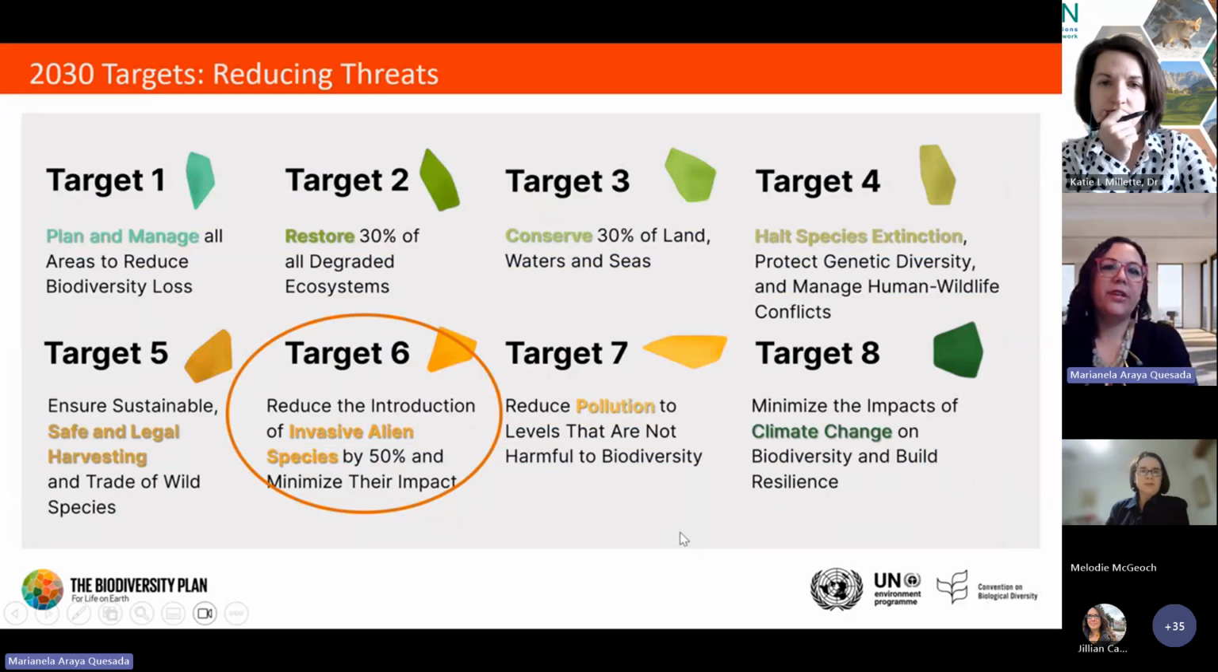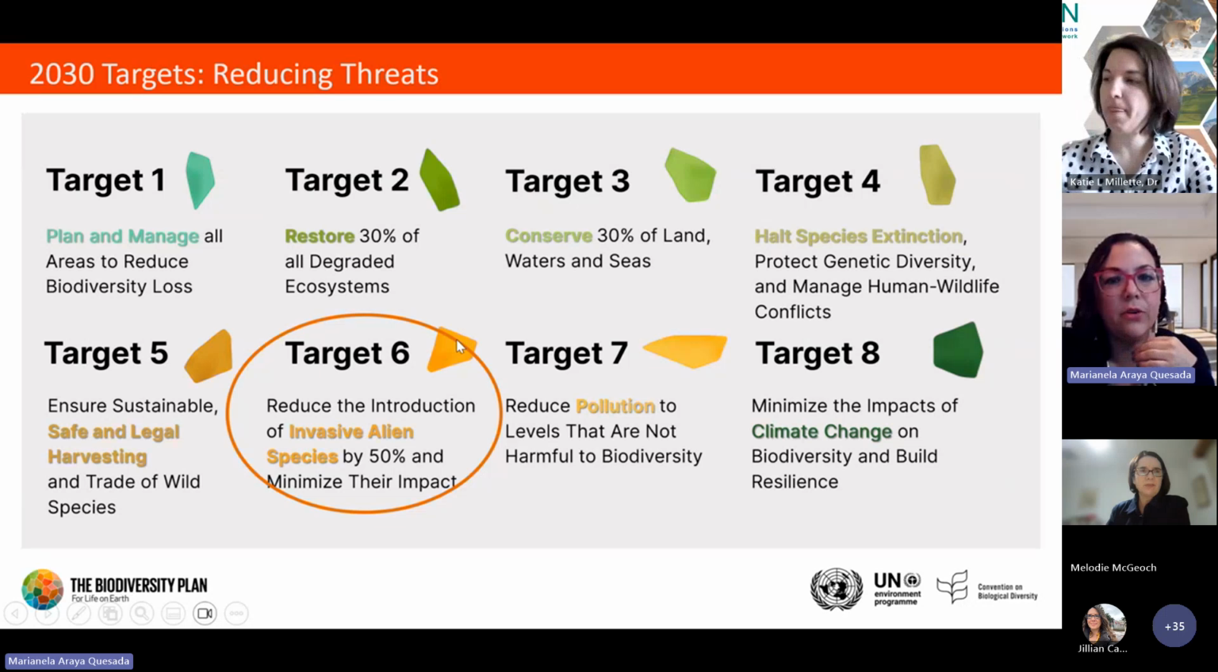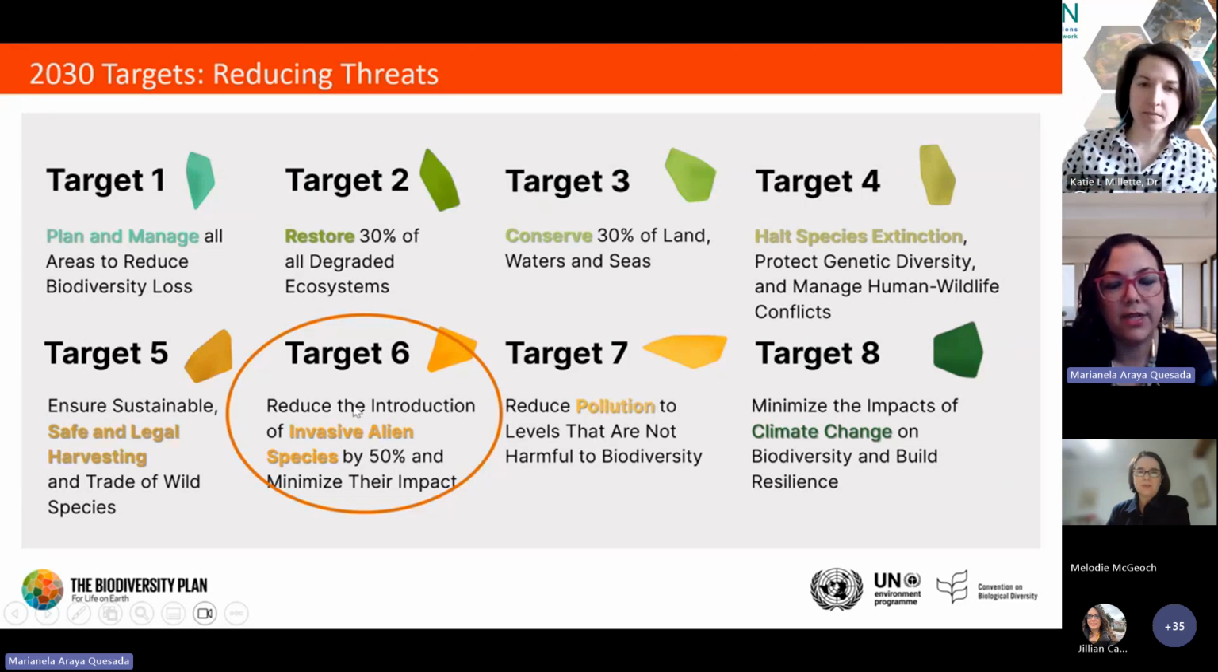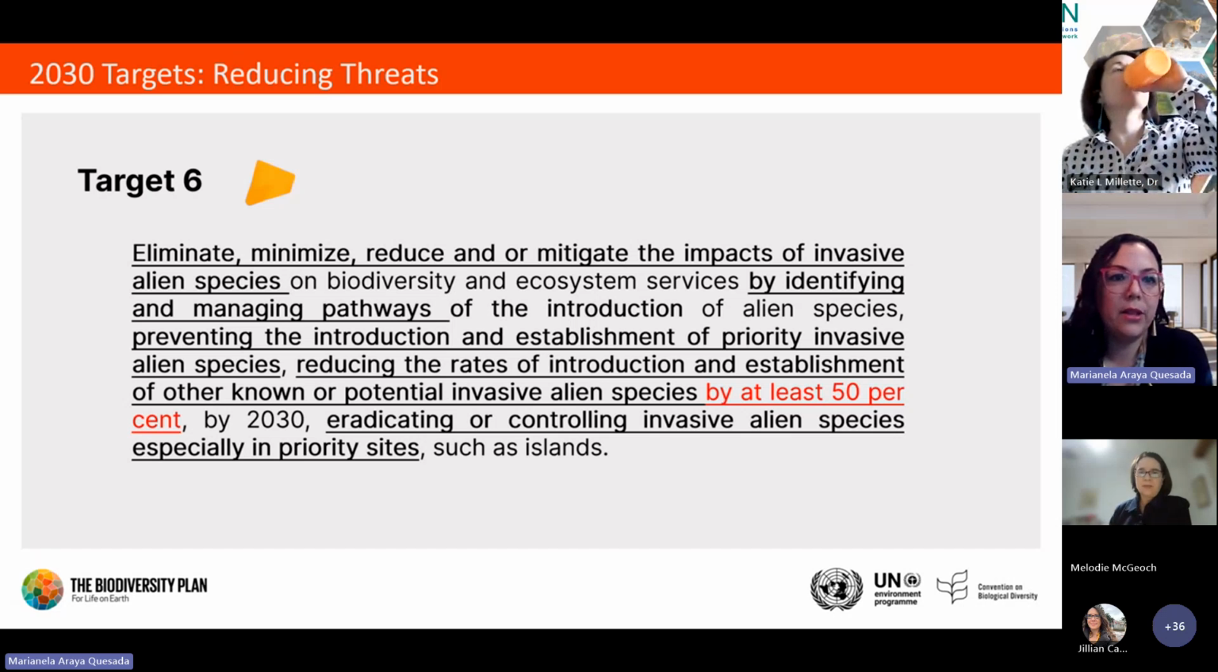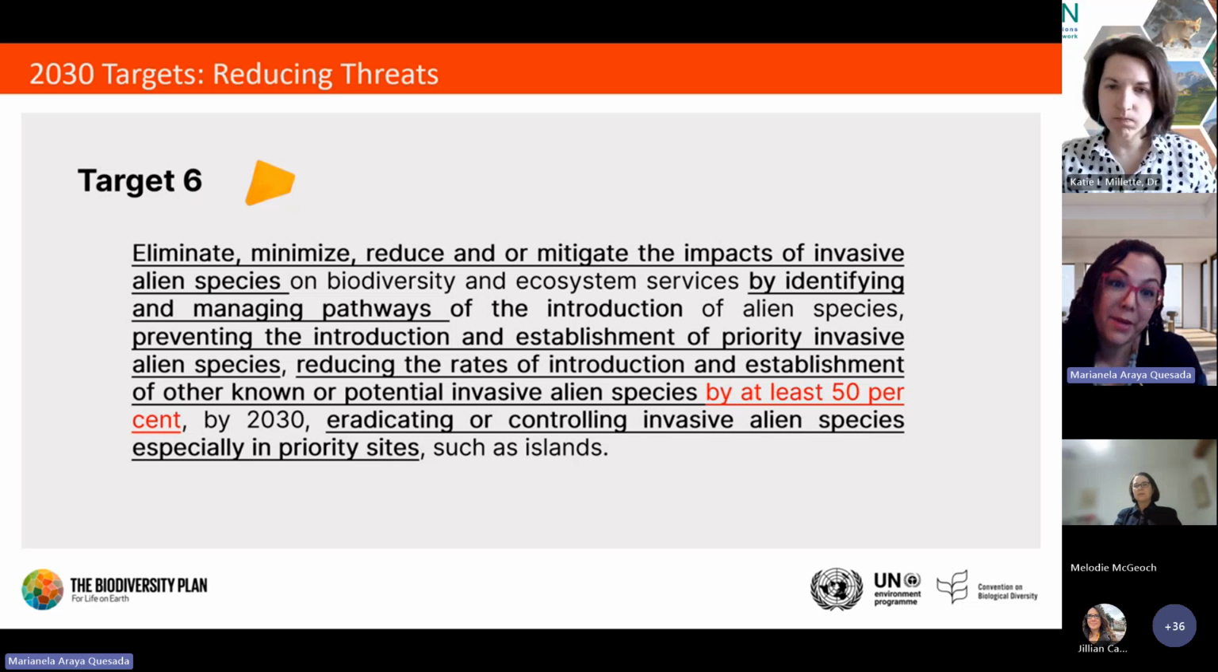Okay, here. So for Target 6, as I mentioned, Target 6 is part of the group of targets that are meant to be reducing threats. And Target 6 is the target on invasive alien species. So if we pay close attention to the language of the target, it calls to eliminate, minimize, reduce, and or mitigate the impacts of invasive alien species.